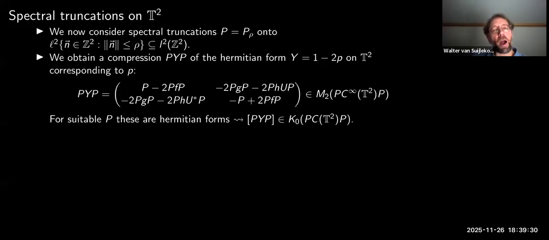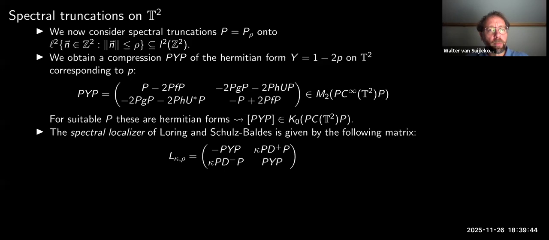The question is then, how much index information do these carry? This is something for which I use the spectral localizer, which is a construction of Loring and Schulz-Baldes and then other people as well. It is the following thing. You look at a matrix that you build from the Dirac operator plus the grading times the Hermitian form. This is the Dirac operator, which is an even-dimensional situation, so I have a D plus and a D minus. The grading is minus 1, 1. And I multiply that with the PYP.